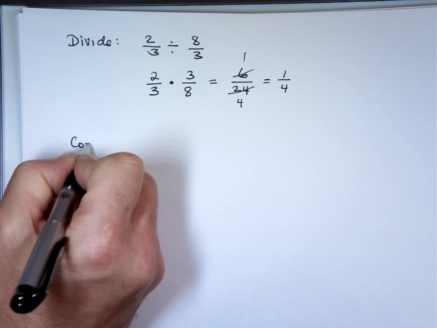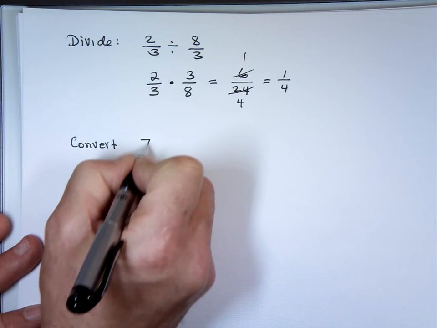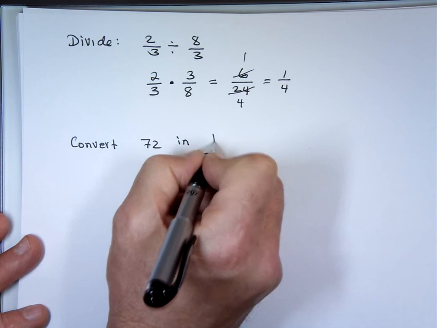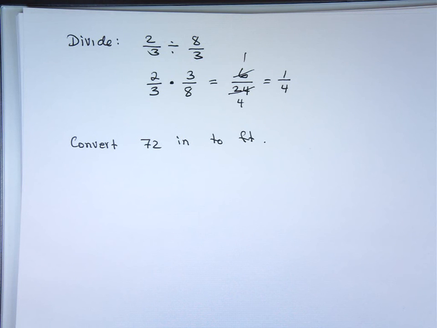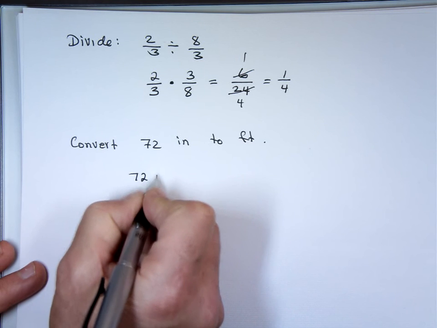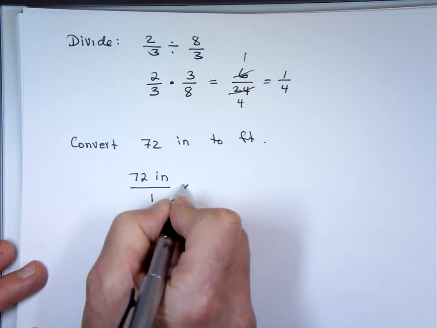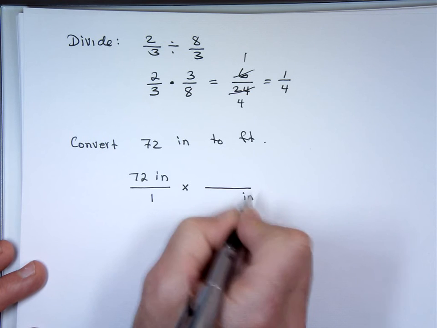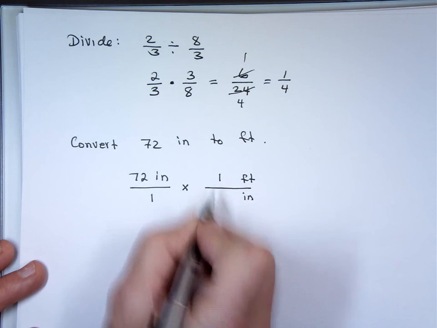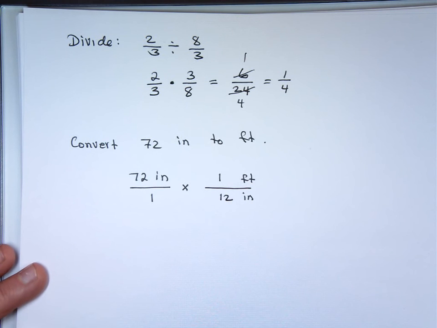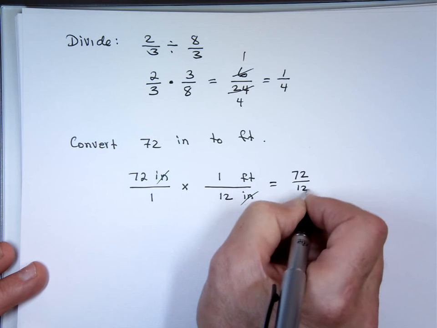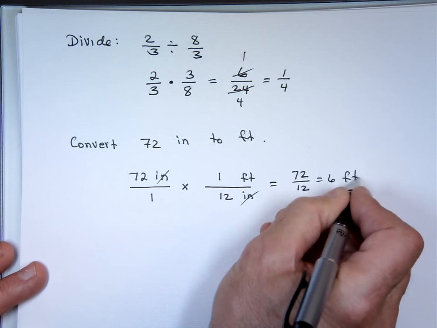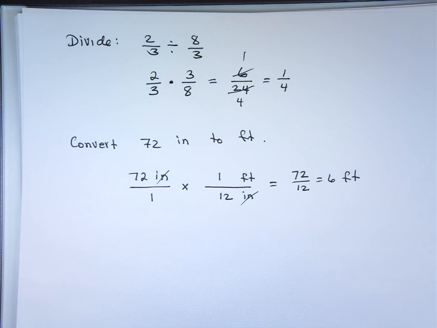Convert 72 inches to feet. We make it a fraction over 1. Since inches are on the top, you want inches on the bottom, feet on the top. 1 foot is how many inches? 12. That's 72 over 12, which is 6 feet. Two more.